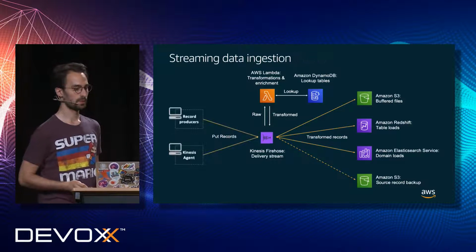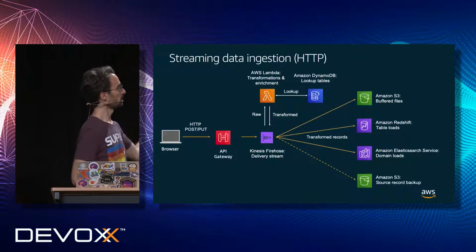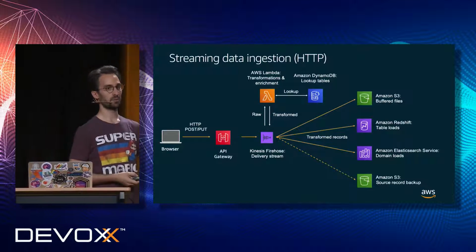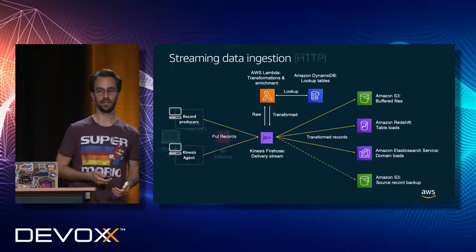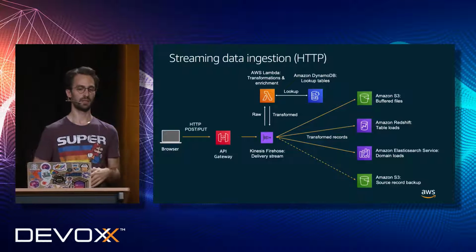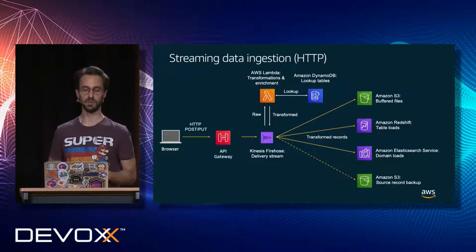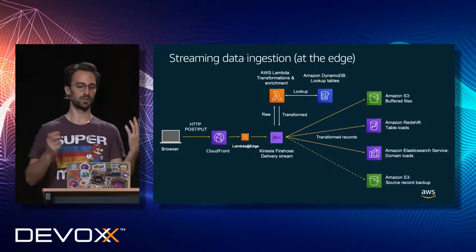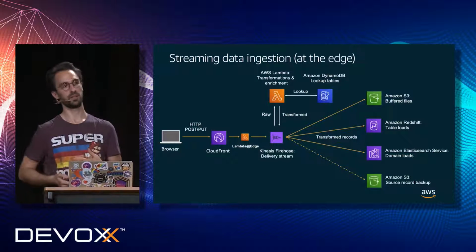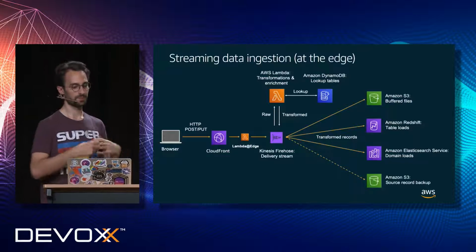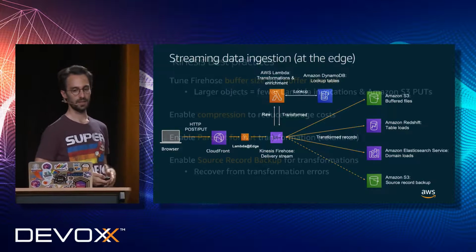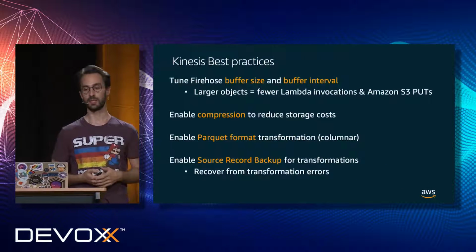If you want your API, your data producers to use a RESTful interface instead of the SDK, you can put an API Gateway in front of it, and there is a direct integration between the two that you can use. Or you can even use CloudFront if you want to have Lambda attached validation in front of it. These are alternatives that you can use based on use case.